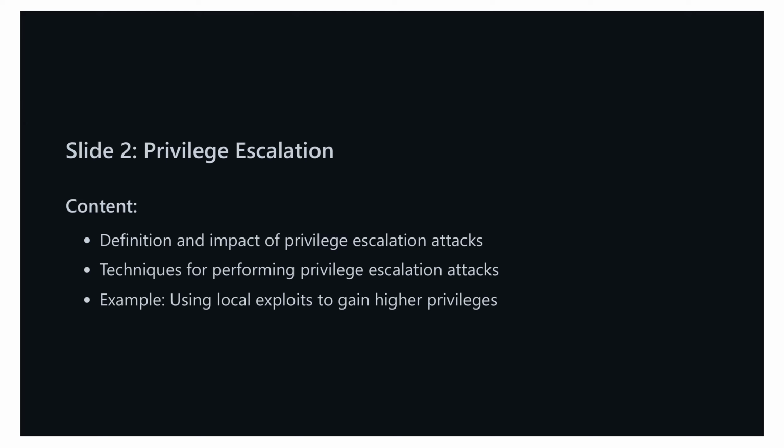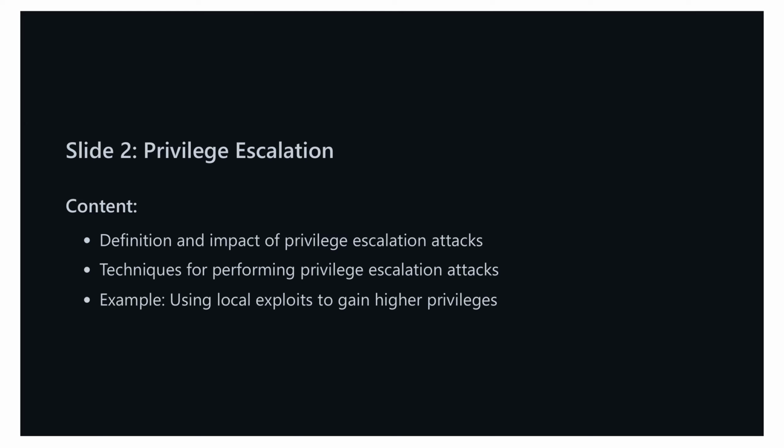This can have a significant impact as attackers may gain administrative privileges, providing them with broader access to the system and potentially compromising its security. There are various techniques for performing privilege escalation attacks, such as exploiting misconfigurations, unpatched software, or weak access controls. For instance, local exploits might be used to escalate privileges on a system by exploiting a vulnerability within a system service or application.